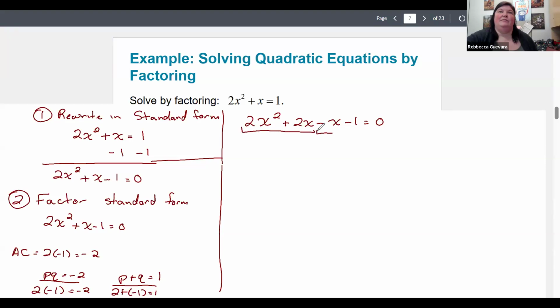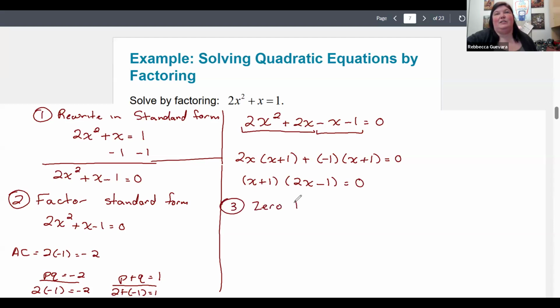If I do groups here, in my first group I have 2x squared plus 2x. I can factor out 2x, leaving behind an x plus 1. And then here we have a -x minus 1. We can factor out a -1, which will leave behind an x plus 1. Still all equal to 0. Then I can factor out my x plus 1, and that's going to leave behind the 2x minus 1. Sorry, that should have been a plus there, equals 0.